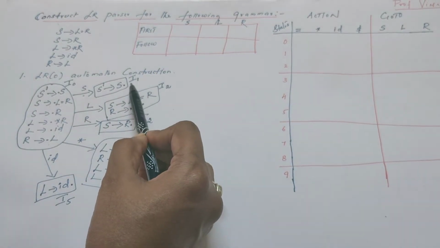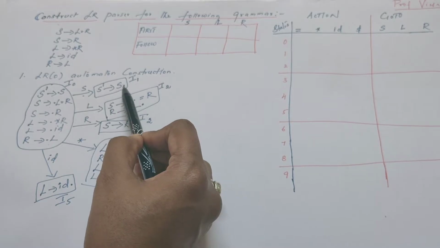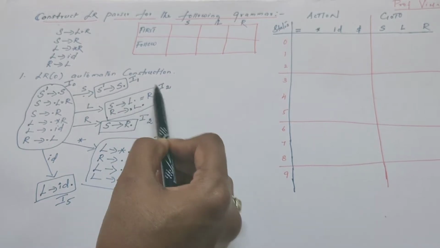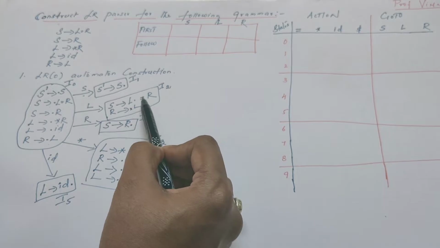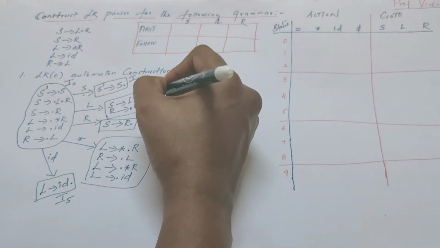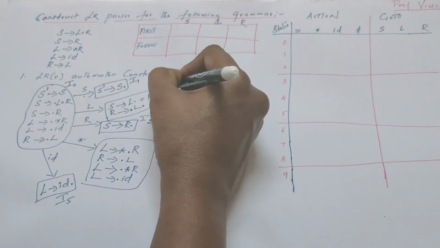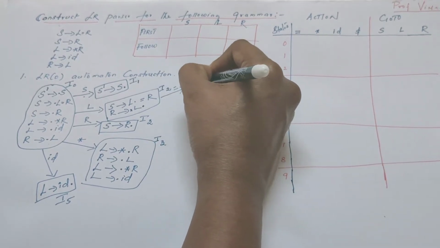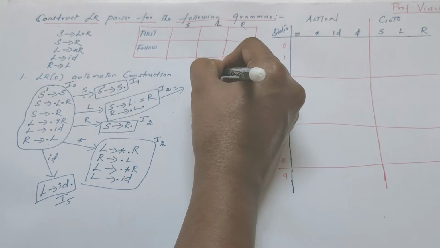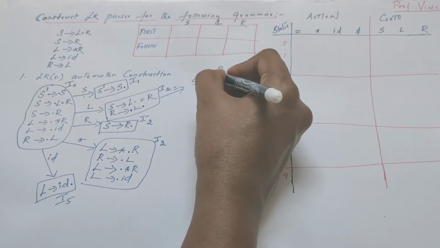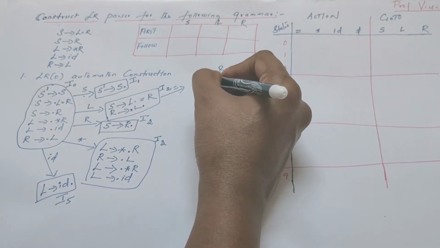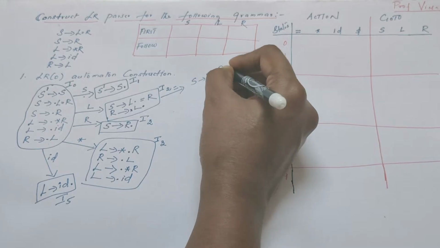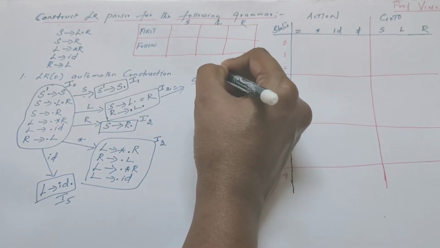From I1 there is no transition to be defined because the dot is at the rightmost end. From I2 we can define a transition on equal to. So if we define a transition on equal to, what happens? S derives L equal to dot R. So the dot is kept after equal to. It means the LR parser has read the equal to. Now it is yet to explore the variable R.